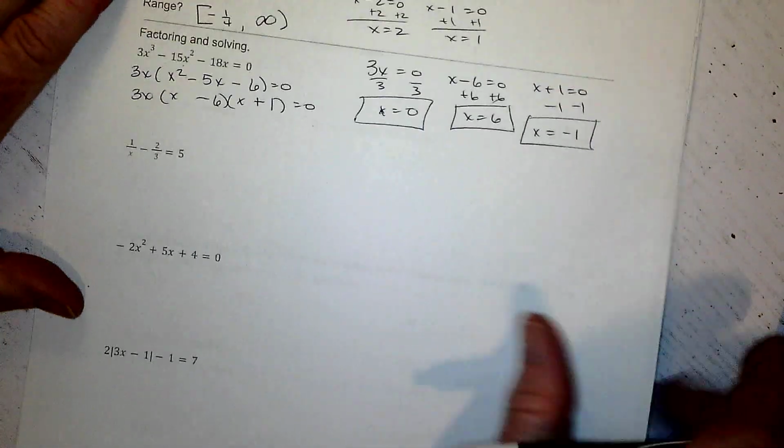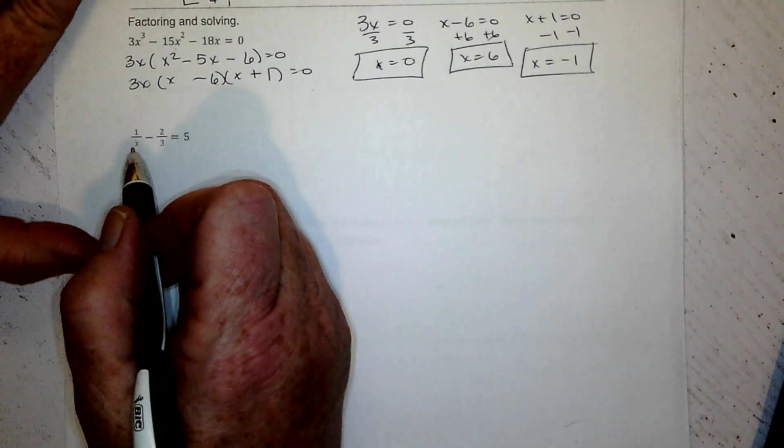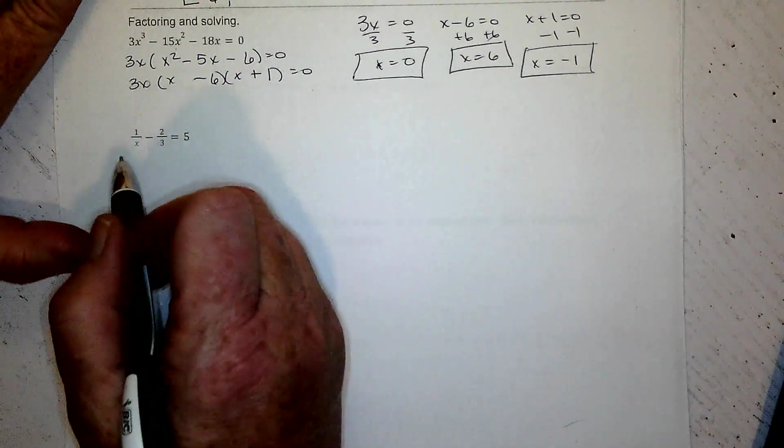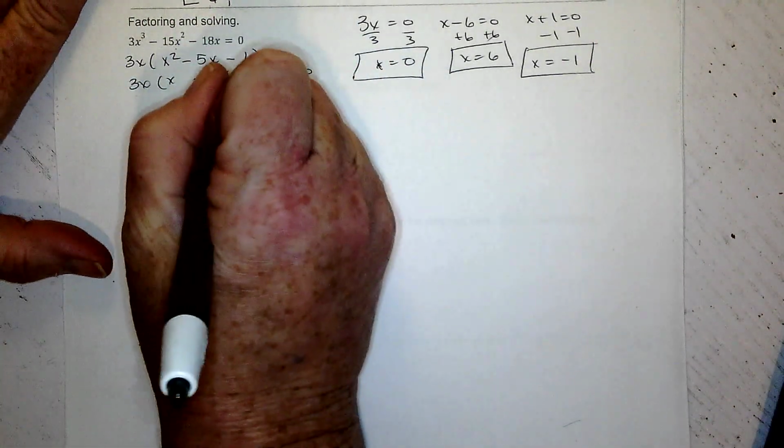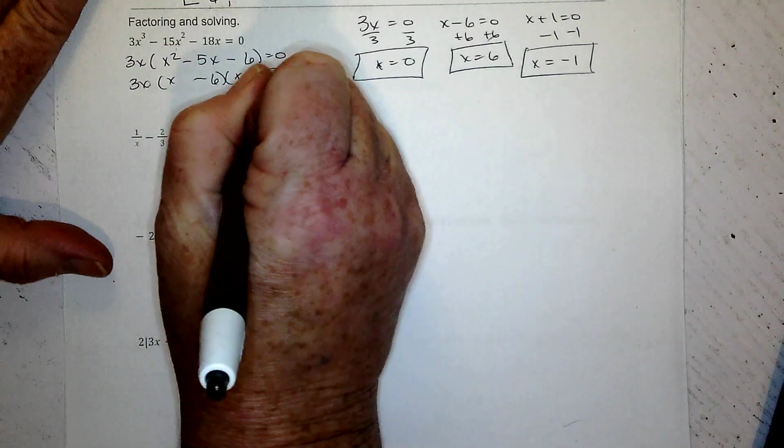Alright, let's go to the next one. The common denominator, if we were to look at this, would be 3x. So what I'm going to do to get rid of the fractions altogether is multiply every single term by 3x.